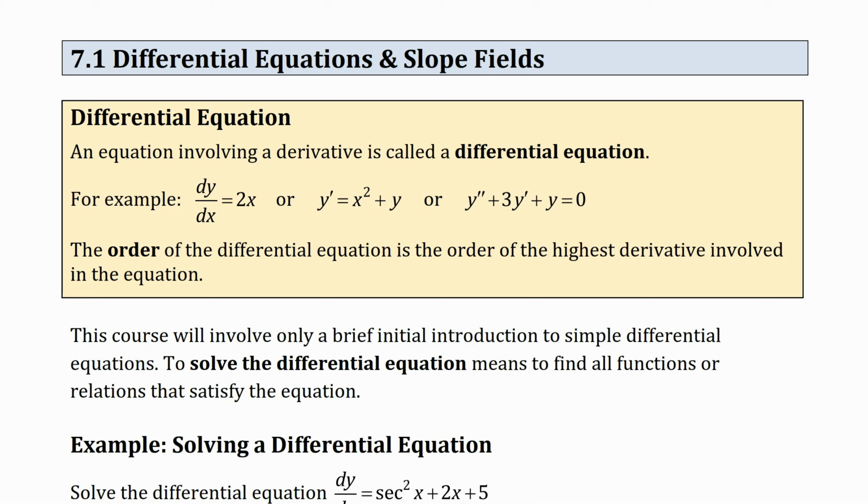While we're talking about it, though, you can think about the order of the differential equation. It's the order of the highest derivative involved. So this and this are first order differential equations because they only involve a first derivative, whereas you'd call this a second order differential equation because there's a second derivative in it.